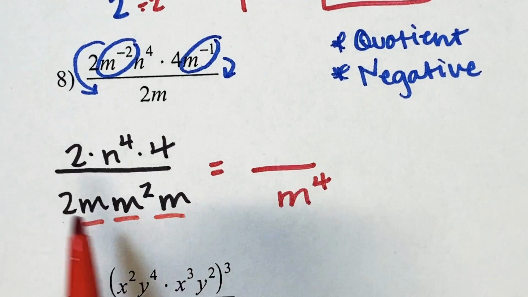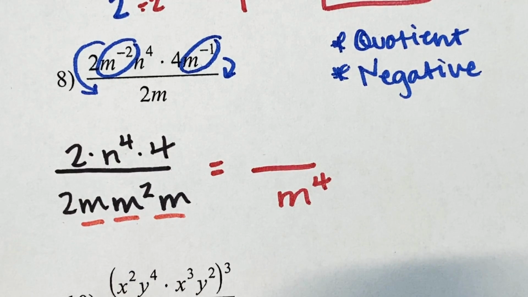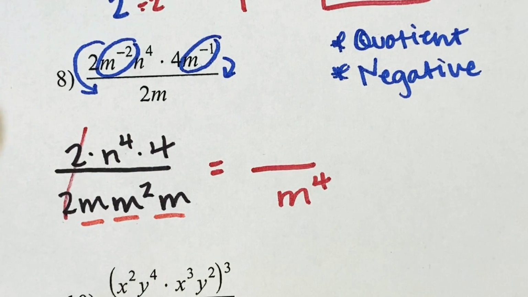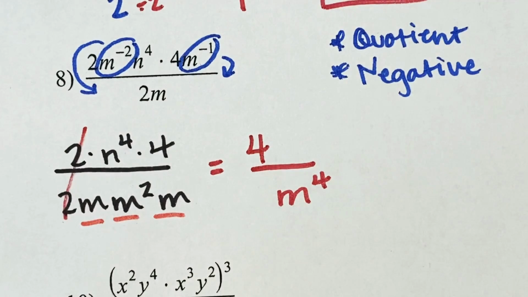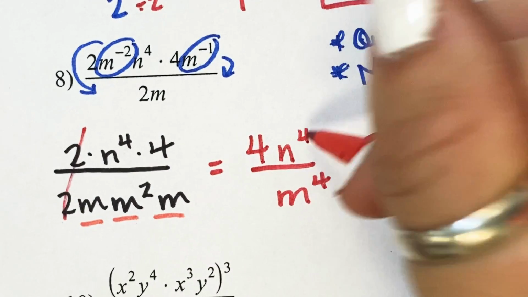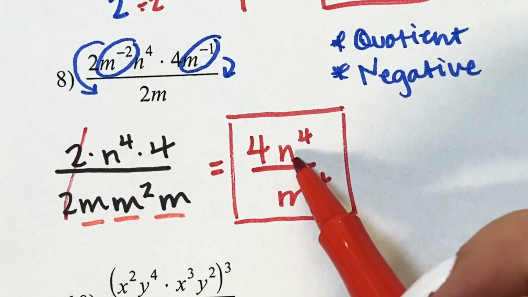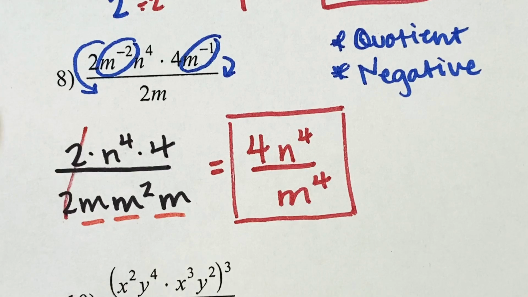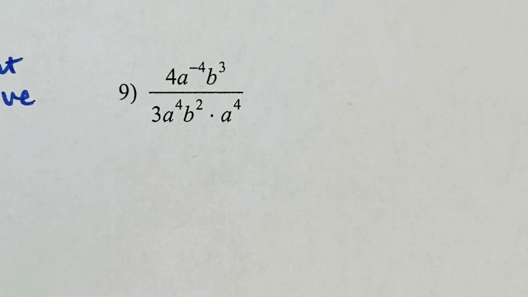Okay, now, before I do anything else, do we see anything that's the same on top and bottom that can cancel? Yes. Okay, this 2 over 2, that's the same thing on top and bottom, so those cancel. So now the only thing left on top is this 4 and the n to the 4th. We only have one of each base, right? 1 4, 1 n, 1 m, and we are simplified. Great job, you guys.